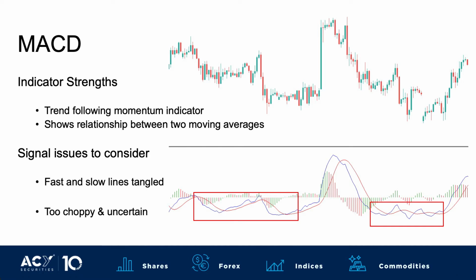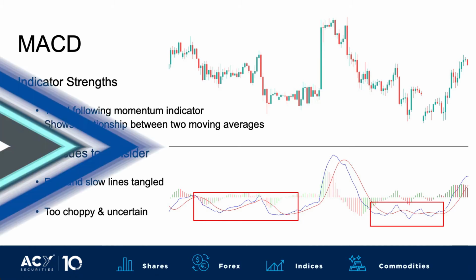So what we're looking at here, sometimes the issue that we will consider with the MACD that won't give us a positive signal is that the fast and slow lines are tangled together like that. So it's a little bit too choppy at certain times and very much uncertain. So we'll keep an eye out for that.